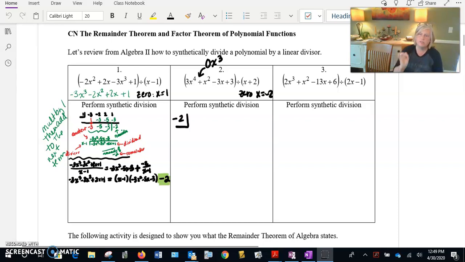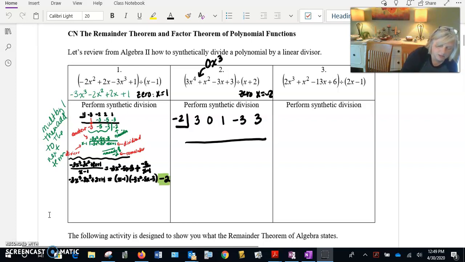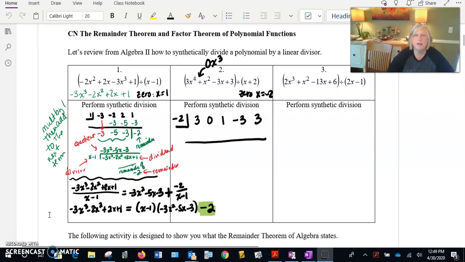When you're doing synthetic division, you have to make sure you put in 0 placeholders. So when I write this one out and grab the coefficients, it's going to be 3, then 0, 1, negative 3, and 3. All right, and then you would draw the line and we would do the synthetic division. So I'm going to pause the video and I want you guys to go ahead and complete the synthetic division and then write it in all the different forms that you can down here at the bottom, and come back in and we'll see how you did on that.